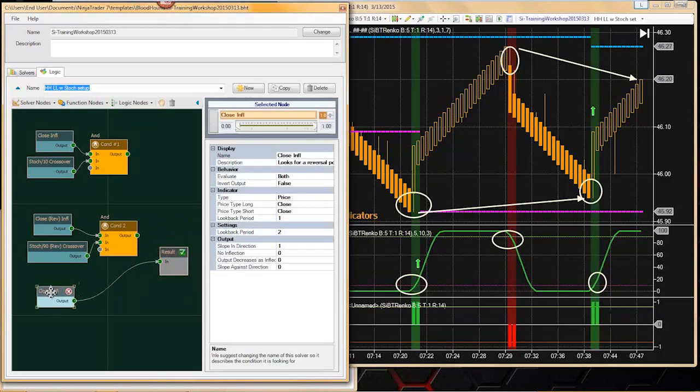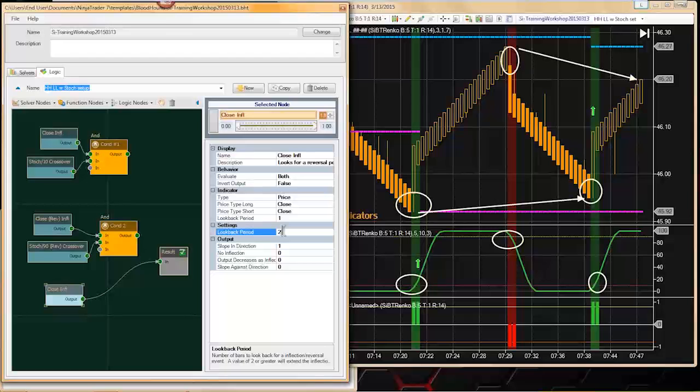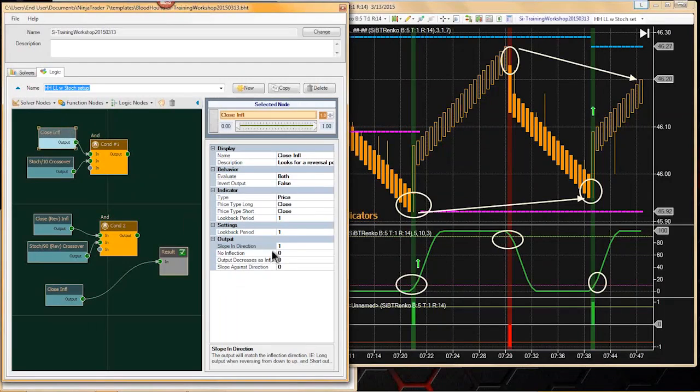Keep in mind that if I change the settings for this one, so let's take a look at this look back period. The look back period is 2 for this one up here, and 2 for this one down here. If I change that back to 1, it's also going to affect this one up here. You see the look back got changed to 1 on this one up here. So keep in mind that these are one and the same. I just have a duplicate on the logic board there. So keep that in mind.